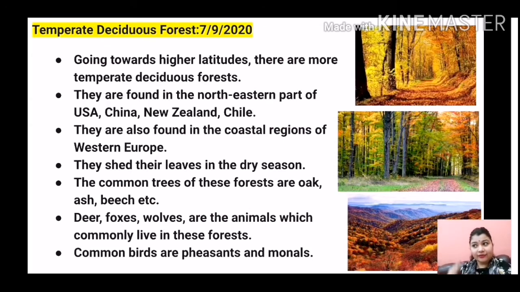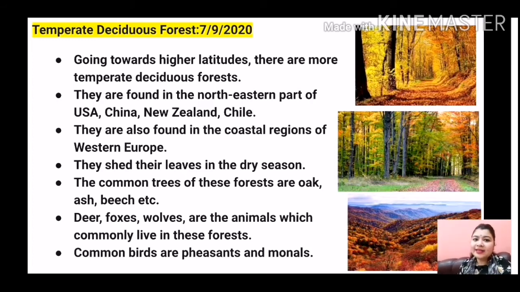Now we have known about temperate evergreen forest. Other forests are found in these areas, and it is temperate deciduous forest, okay. So when we go towards higher latitude, there are some temperate deciduous forests. Higher latitude means the mountainous areas, there you will find temperate deciduous forest. They are found in the northeastern part of USA, China, New Zealand, Chile. They are also found in the coastal region of Western Europe.